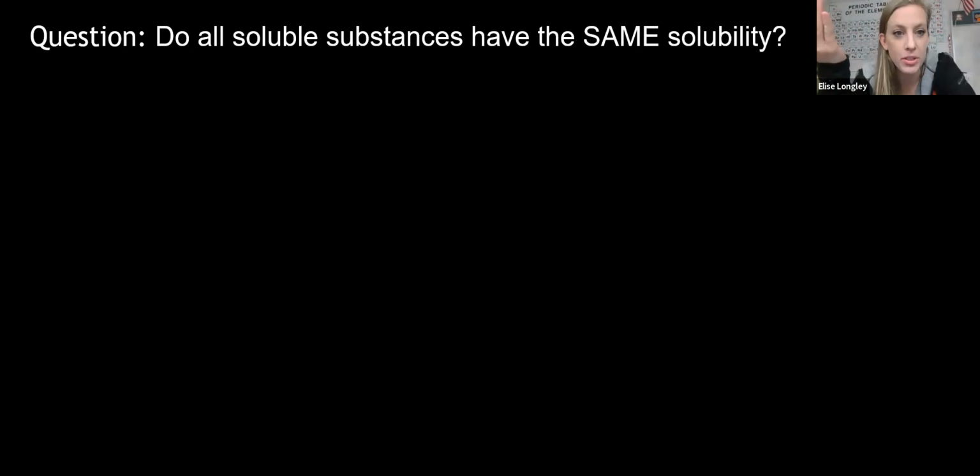So like magnesium sulfate is Mg2+ SO4 2-. Not only is SO4 huge, but there's 2 positives and 2 negatives. Sodium chloride are 2 smaller molecules with single positive negatives. They're gonna have very different solubilities, okay?